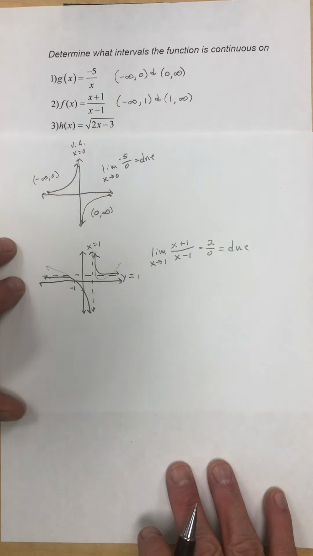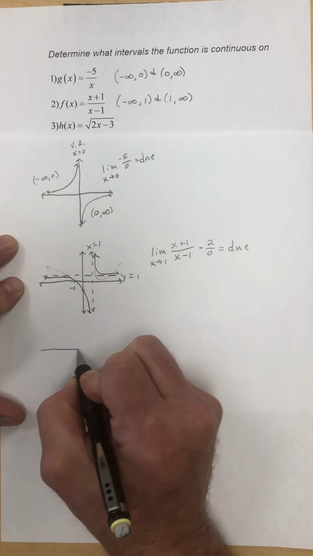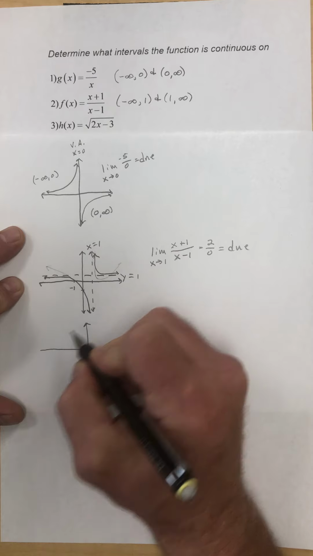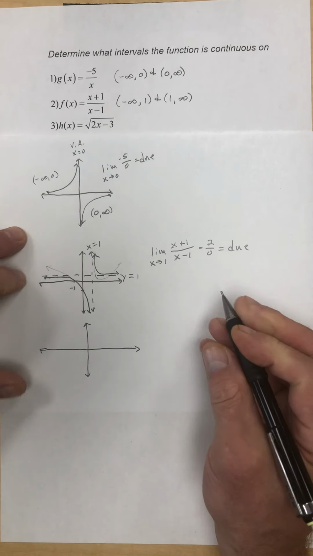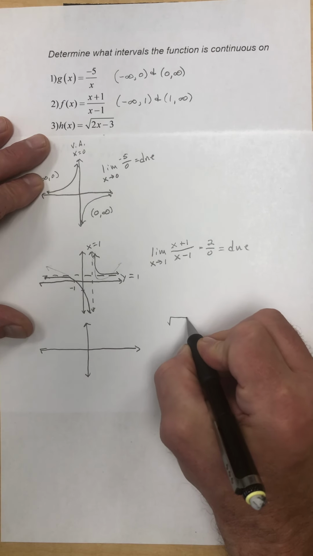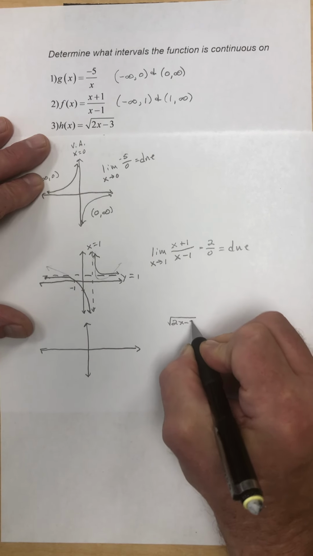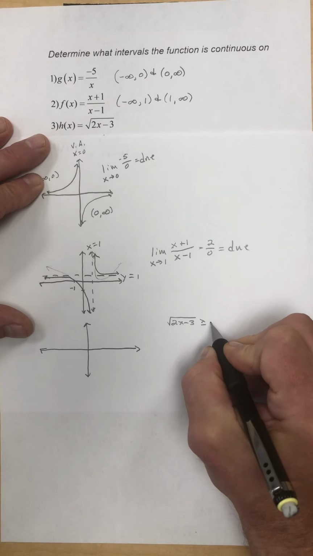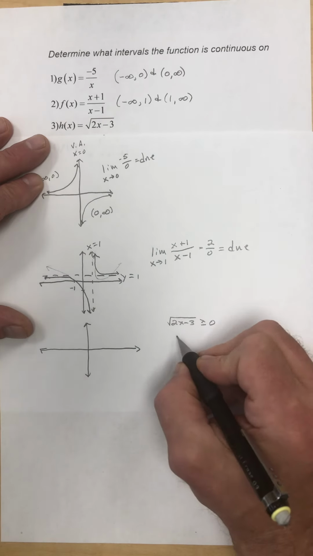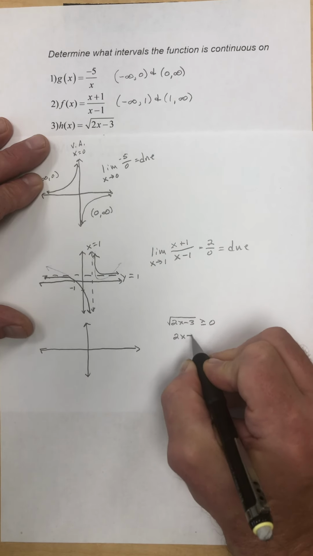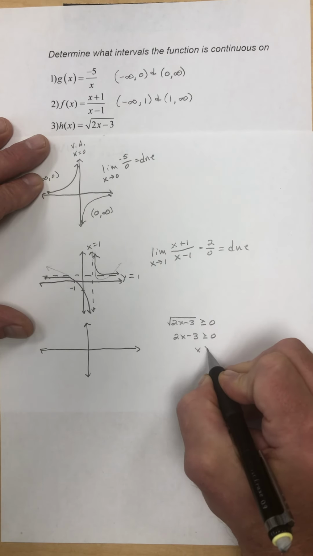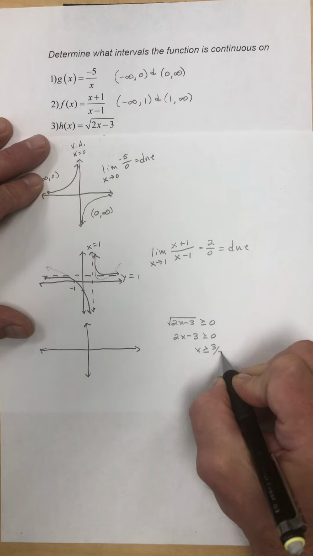What's going on here? Okay, so let's see. We're working in the real number system. So we know that the radical 2x minus 3 has to be greater than or equal to 0. If it's less than 0, then we're not even in the real number system. So 2x minus 3 has to be greater than or equal to 0, which means x has to be greater than or equal to 3 halves.